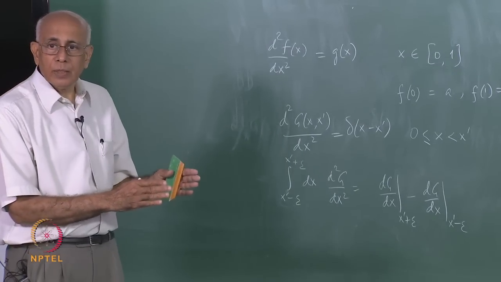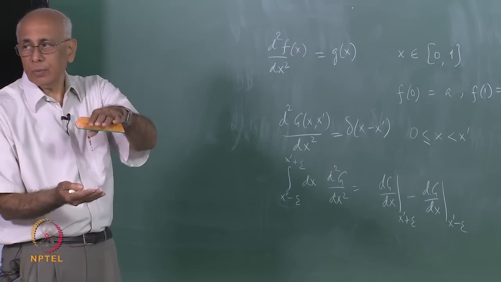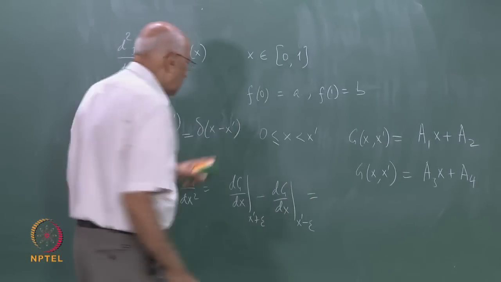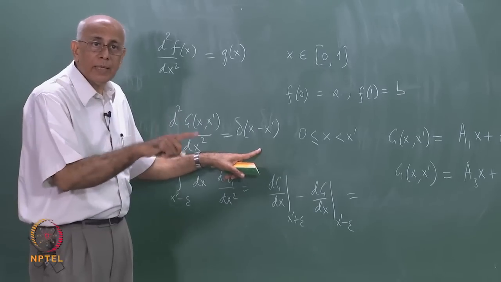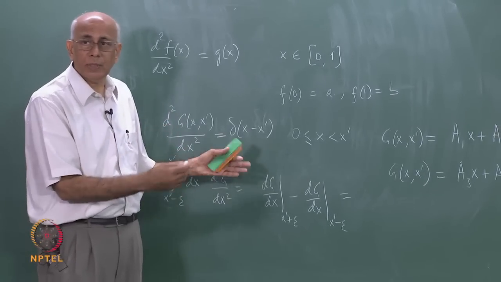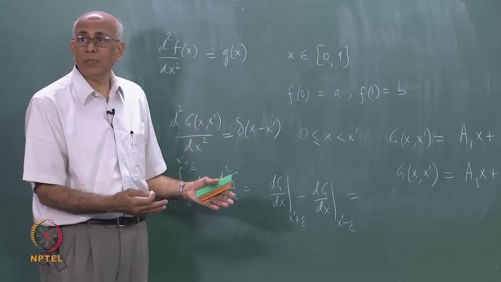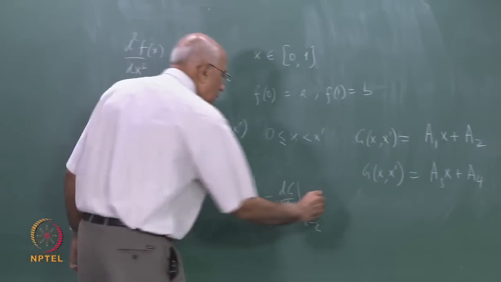Immediately to the left of x prime and the right of x prime, I integrate over a small range, and I get this. And what is this equal to? I integrate this across the point x prime in x. So what is the answer? What happens if you integrate a delta function? You get 1. So this is equal to 1.